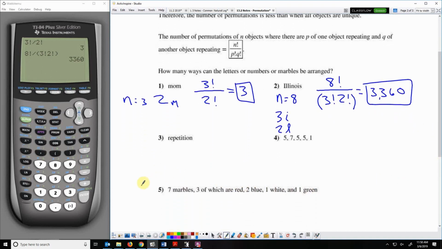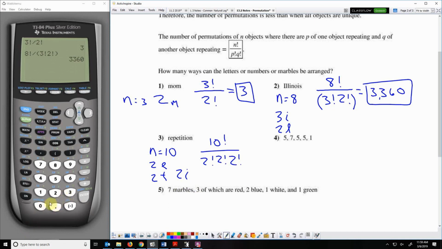In the word repetition, repetition has 10 letters. 2 of them are E's. 2 of them are T's. And 2 of them are I's. So we've got 10 factorial over 2 factorial times 2 factorial times 2 factorial.